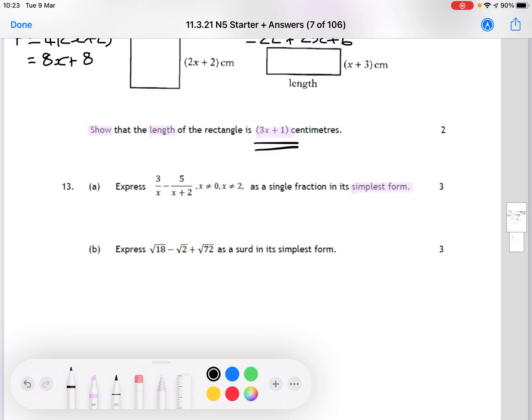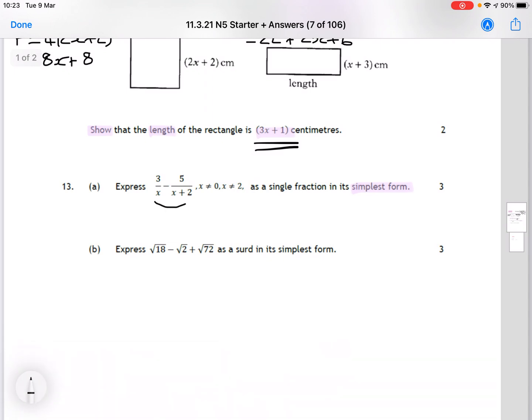It's a subtracting fraction, so it's going to be smile and a kiss. When we do the smile part at the bottom, our denominator is going to be x times x plus 2. We would leave that in a bracket. You don't ever need to expand brackets on the bottom of your fractions, but you do on the top line. Then we'll do the kiss part, so 3 times x plus 2, and then x times 5, so 5x on that side there.